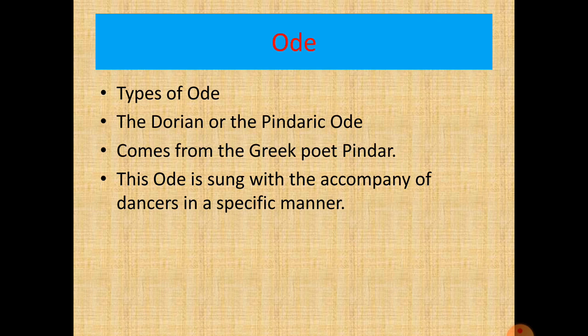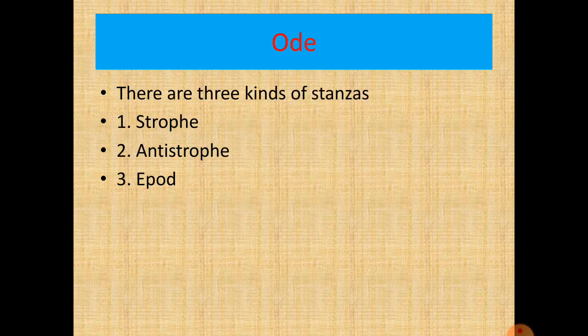In this ode, there are three kinds of stanzas. Dear students, in this slide you can see that there are three kinds of stanzas in the Pindaric ode. The first one is strophe, the second is antistrophe, and the third is epode.